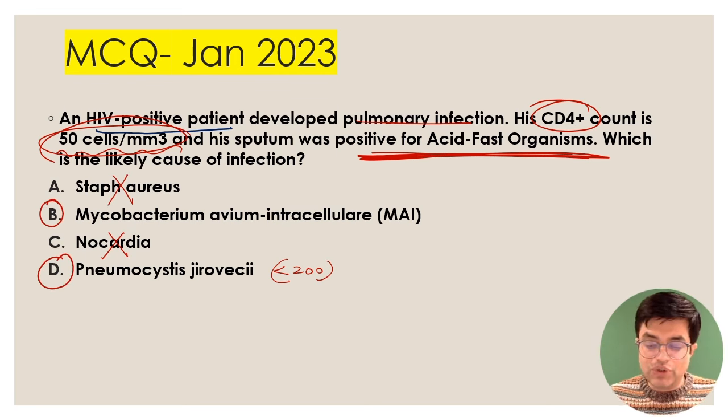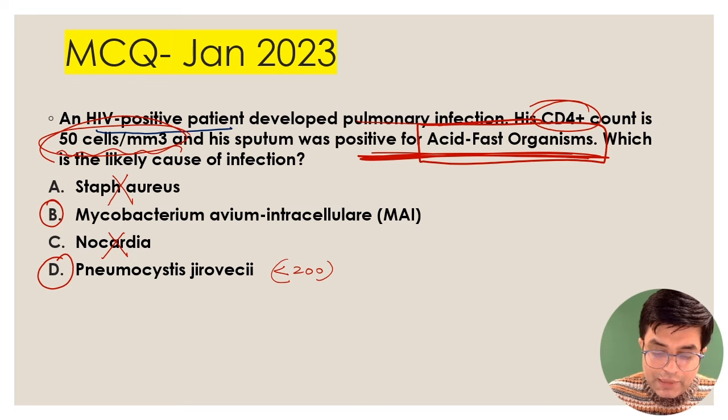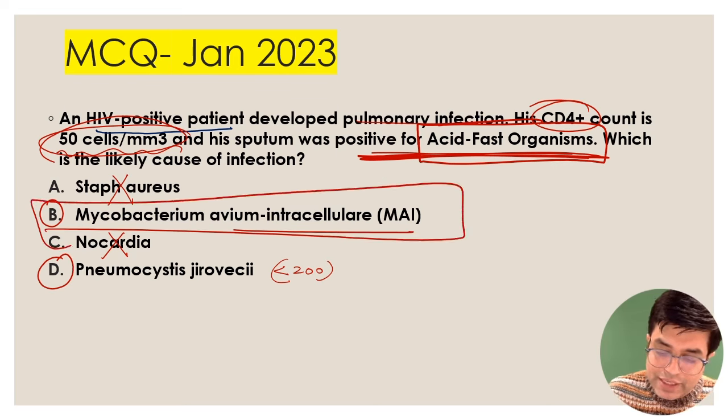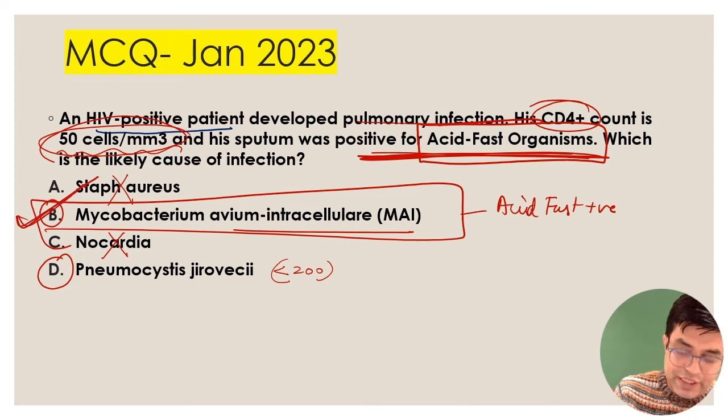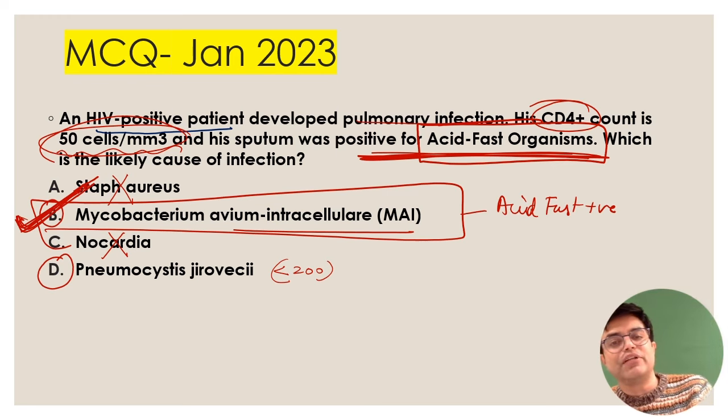लेकिन we know that if the count is 50 or less, Mycobacterium avium intracellular is more common. And second thing, the clinching point, acid fast organism. Pneumocystis jirovecii acid fast नहीं होता. Mycobacterium pathogens are acid fast, and that is the second clue, and that is why the answer in this question is B, that is Mycobacterium avium intracellular. It is the January 2023 FMG MCQ. It is the MCQ asked in January 23 paper.